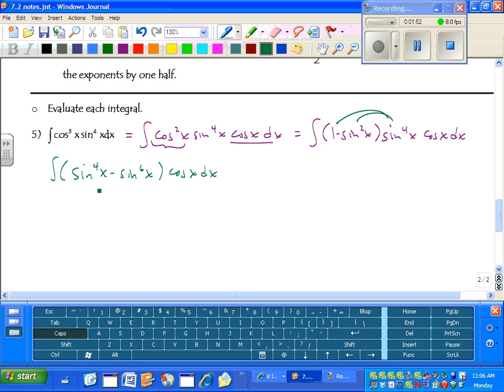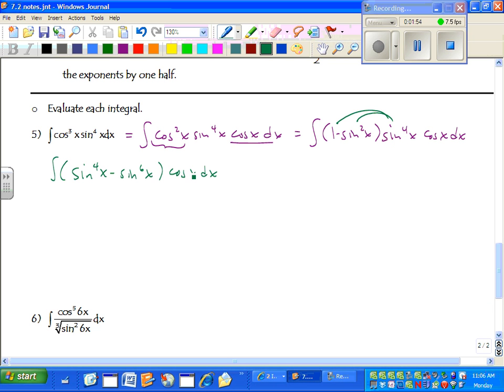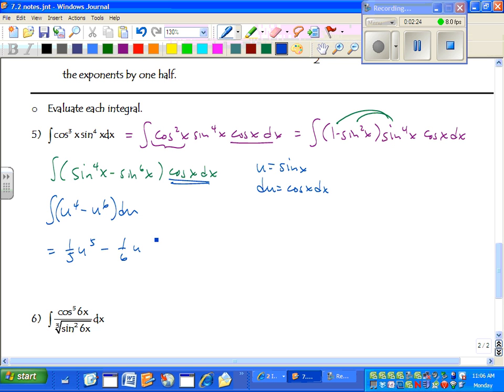Now everything in the parentheses is in terms of sine, and we've got cosine of x here. So if this is all in terms of sine, we're going to set u equal to sine of x, which means du would be cosine of x dx, which we have right there. So basically we have the antiderivative of u to the 4th minus u to the 6th du, which is a basic integral. We get 1/5 u to the 5th minus 1/7 u to the 7th plus c.